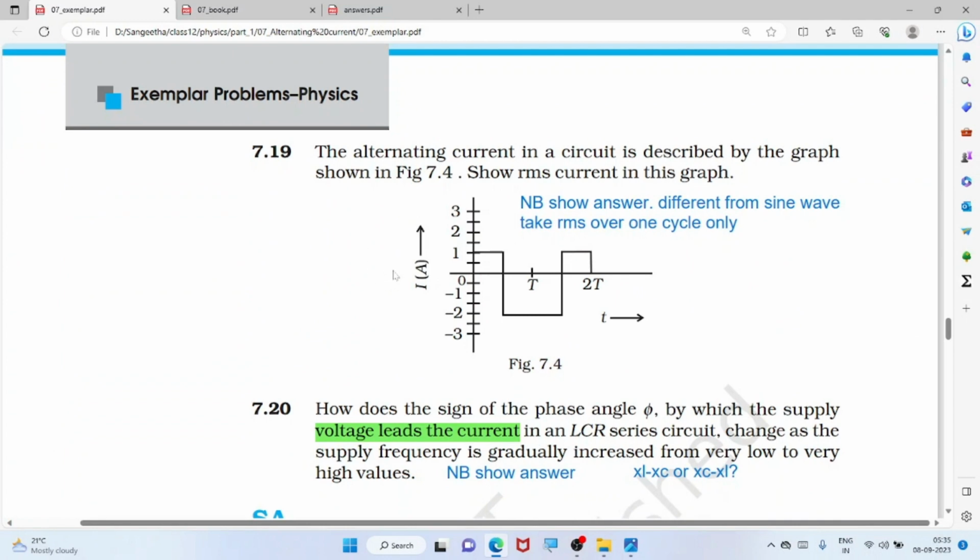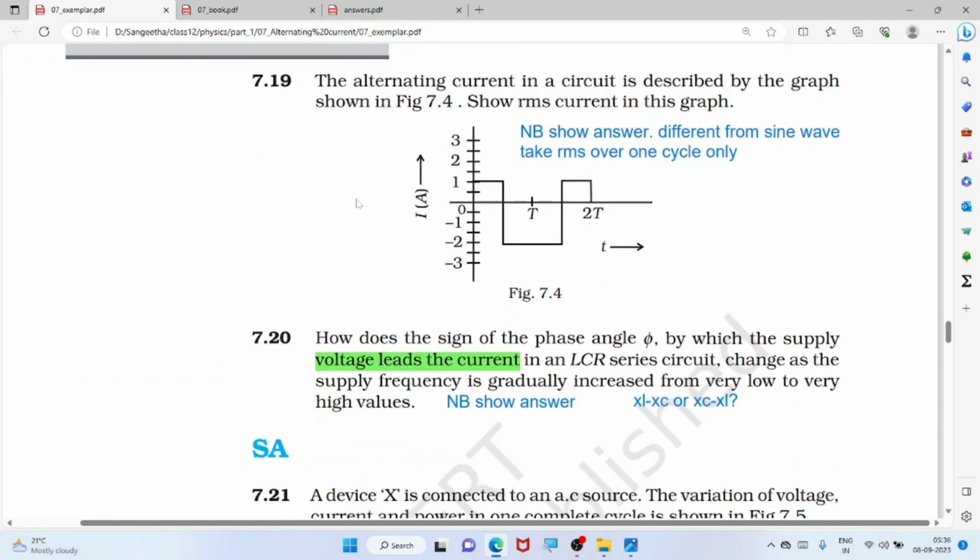See the alternating current described by the graph. Okay, I have said that only for the sine wave, RMS current equals 0.707 times the peak current. But for the square wave you have to compute using the RMS formula, that is the square of the various samples divided by the number of samples. Okay, different from the sine wave, that is very important.